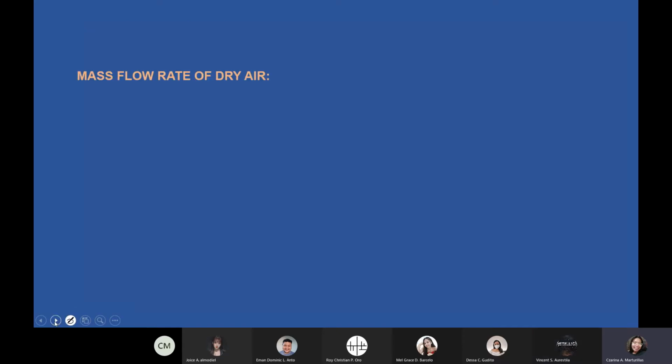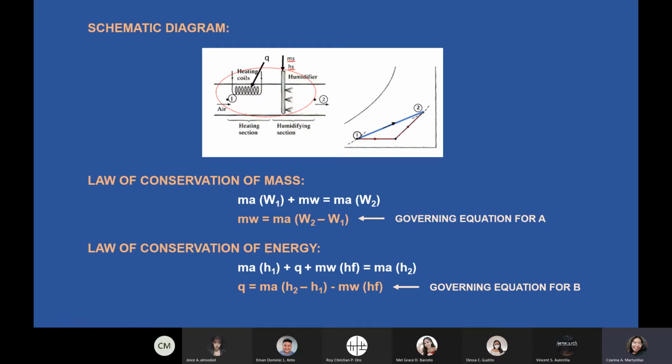So again, we investigate the equations. For the governing equation for A, we already have the W's, but we don't have the mass flow rate of air. For the governing equation for B, we can get the mass flow rate of dry air and the enthalpy, and then solve for MW, and we get HF from the steam table. So we're almost done.